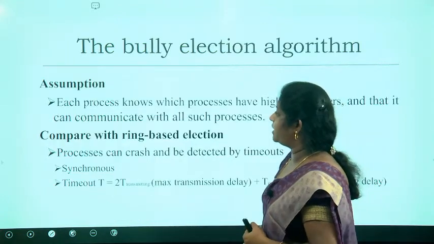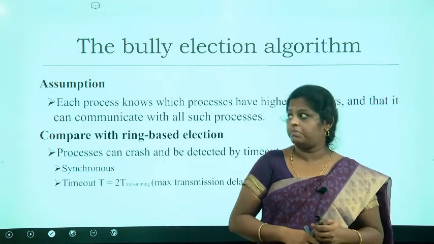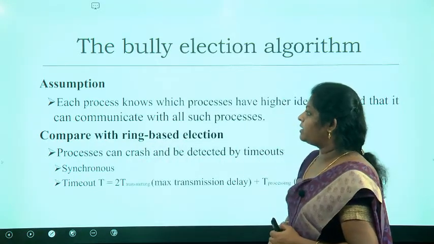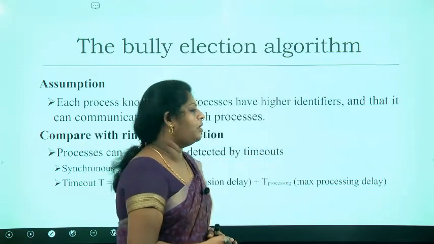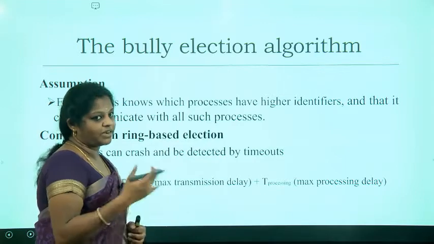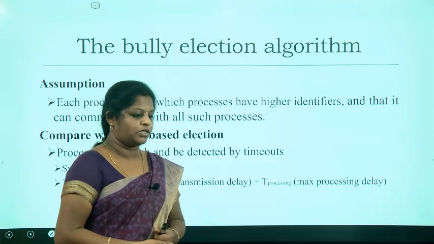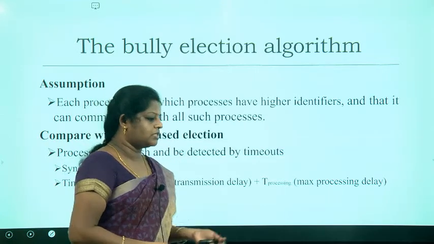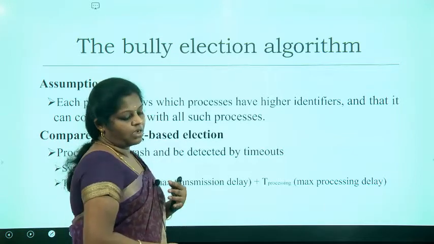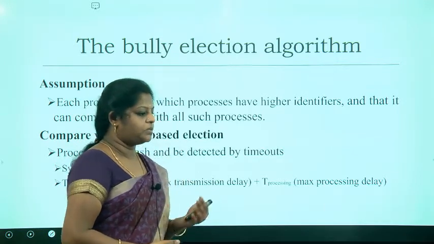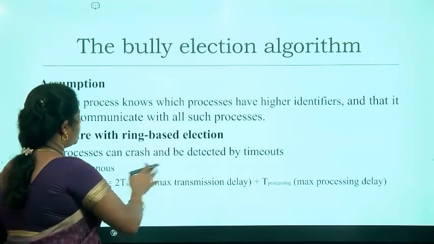Next one is the Bully election algorithm. Previously, in the ring based algorithm, we said that there are no crashes at all. But in the Bully algorithm, there is always a possibility of crashes. It allows a process to crash during an election also. It assumes that the message delivery between the processes is reliable. Just assume that the messages between the processes are reliable.